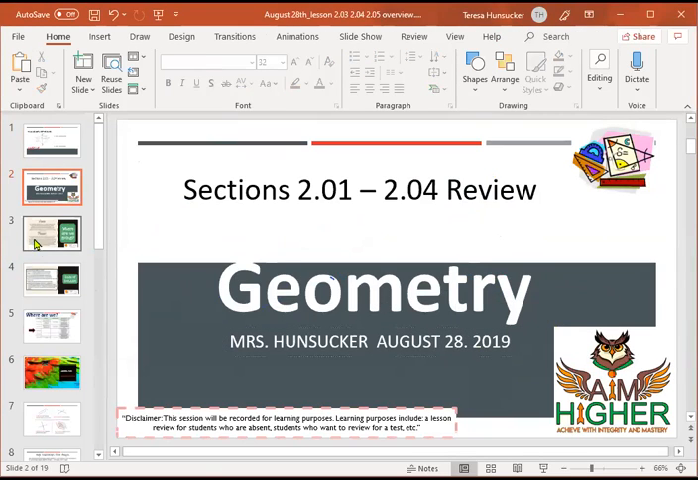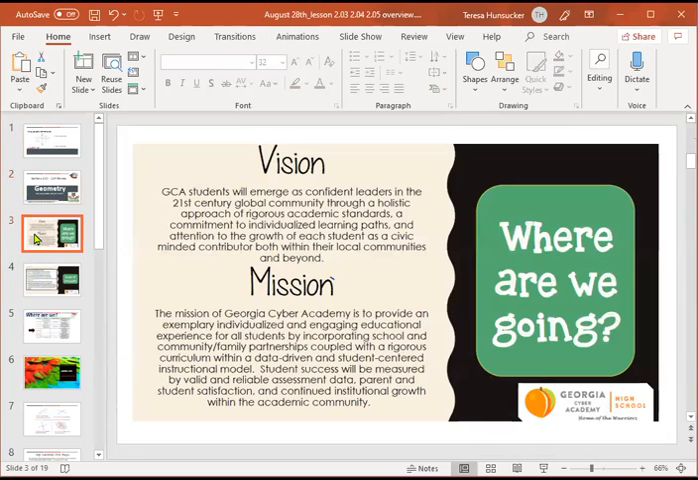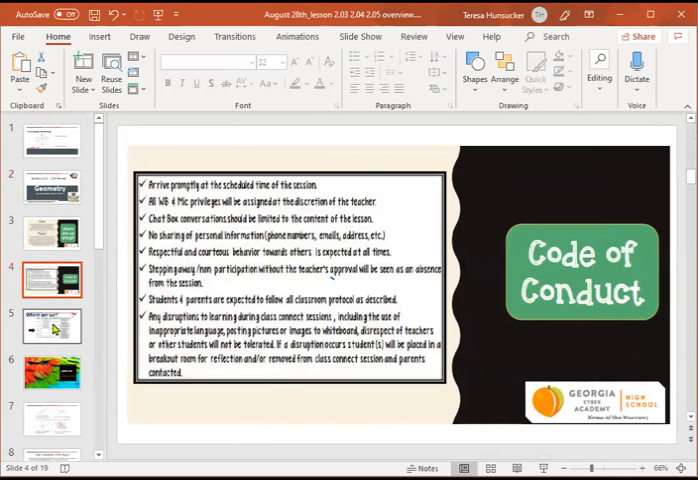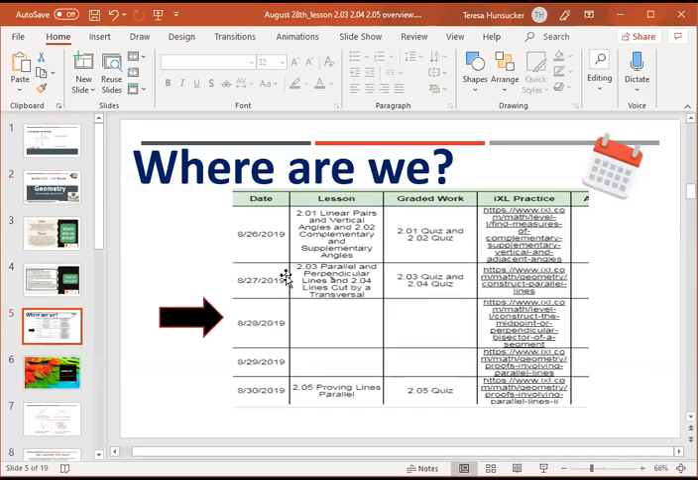All right, so I'm still thinking it's Tuesday. We have our GCA vision and mission, our code of conduct, and today's schedule, okay? All right, so check this out.